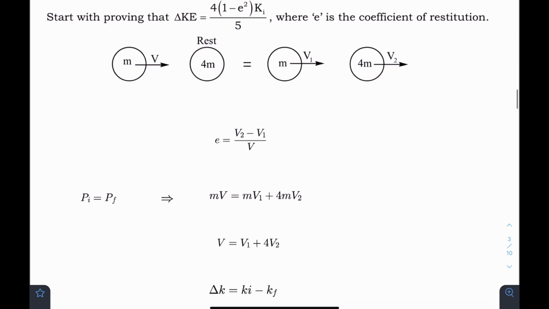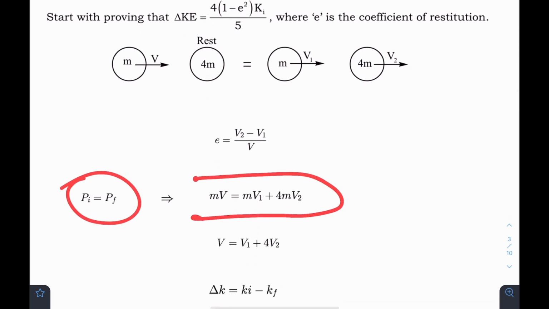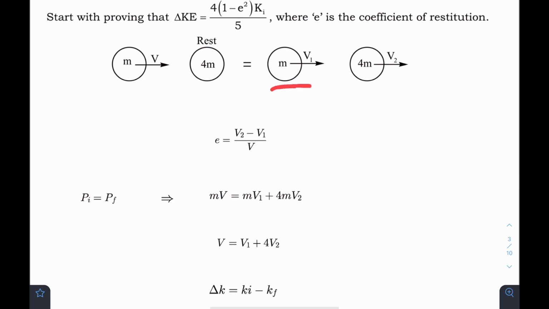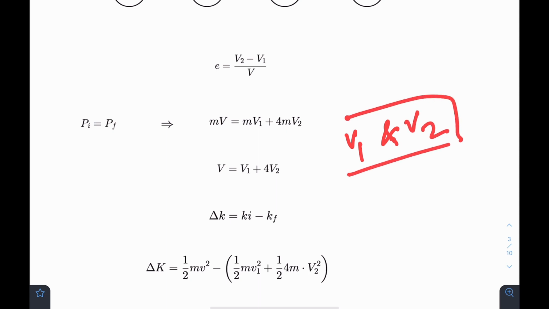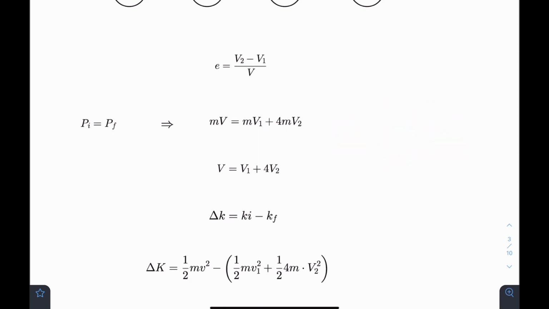And then linear momentum conservation, if we apply, mv is equal to mv1 plus 4mv2, and from here you can see that v is equal to v1 plus 4v2, and these two equations if we combine, we can find out the value of v1 and v2. Alright, so I'm not showing that calculation here, but this loss in kinetic energy you can write as K initial minus K final.